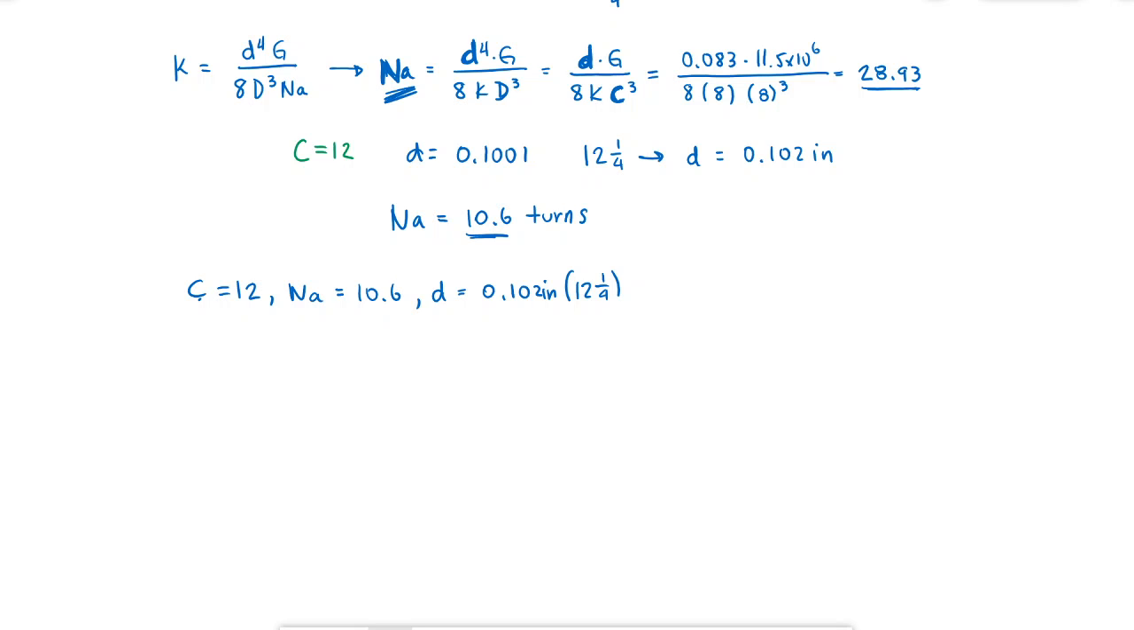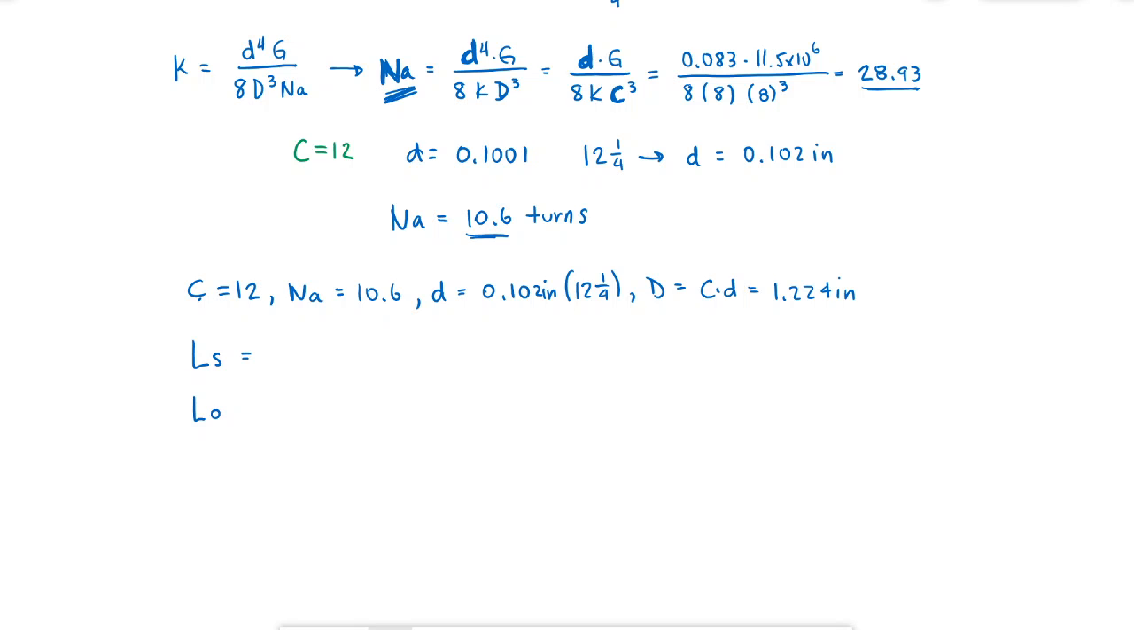With C and D, I can find capital D. So if C is equal to capital D over lowercase d, then capital D would be equal to C times d, which is 1.224 inches, right? And there's two more that are very important, the solid length and the free length.